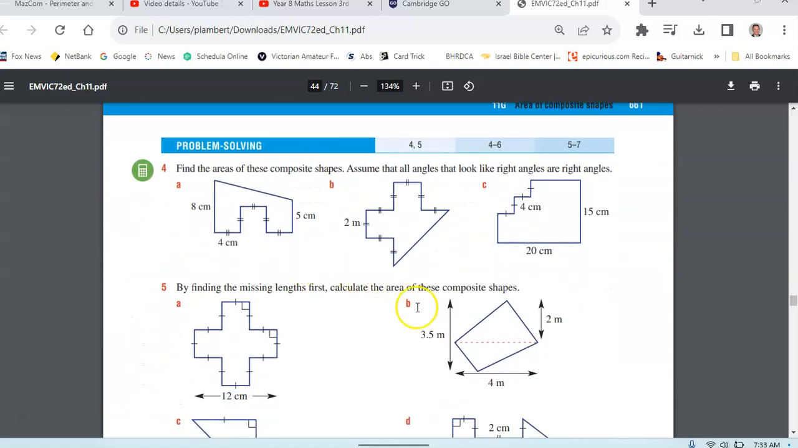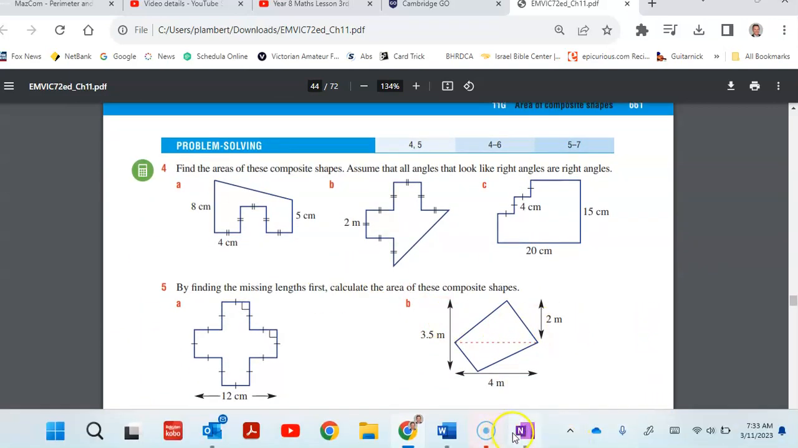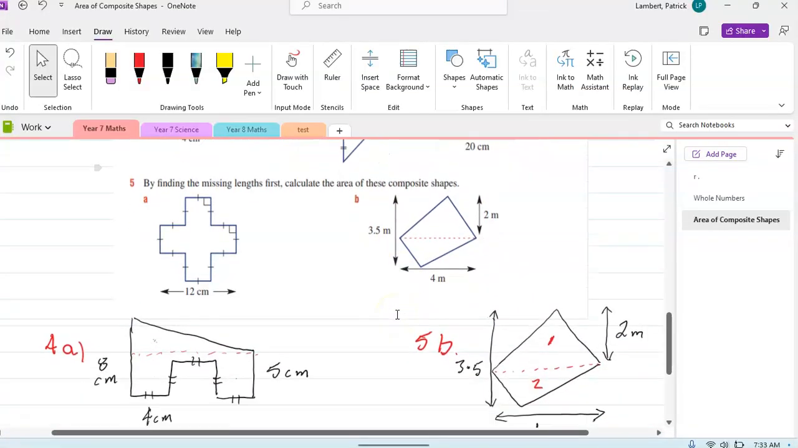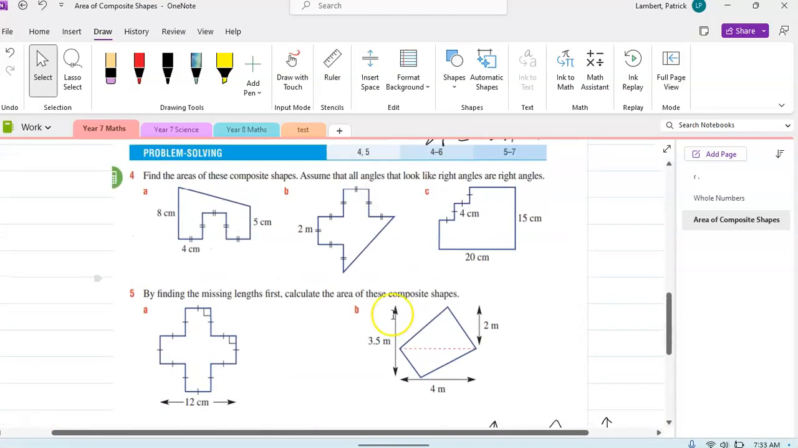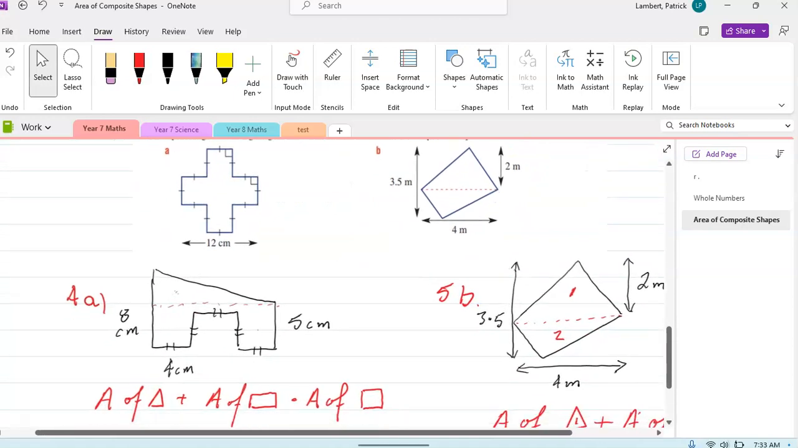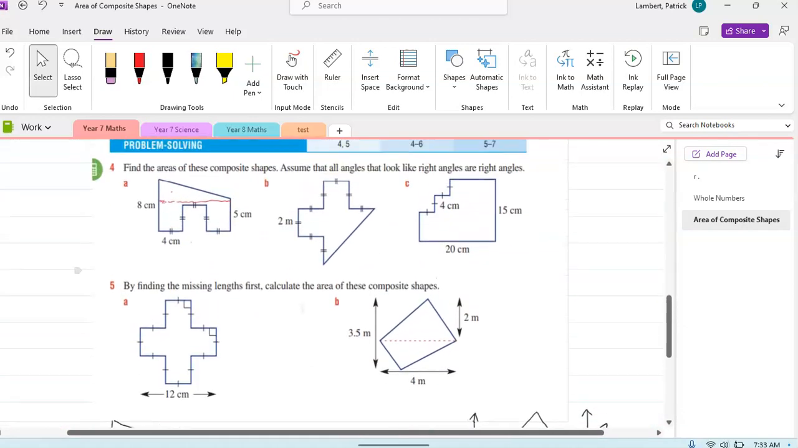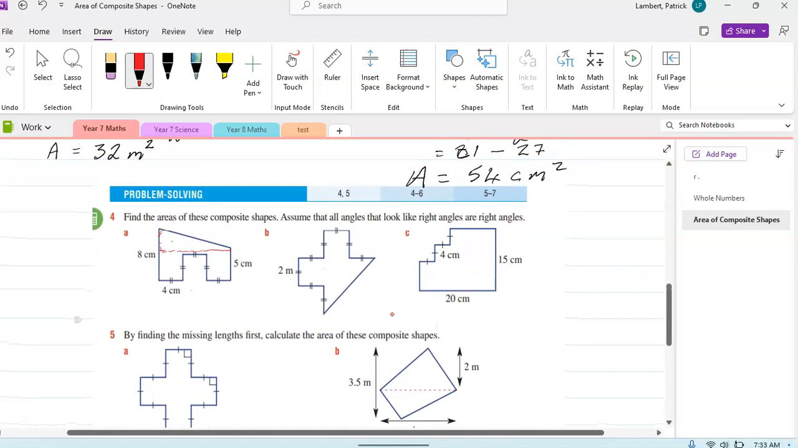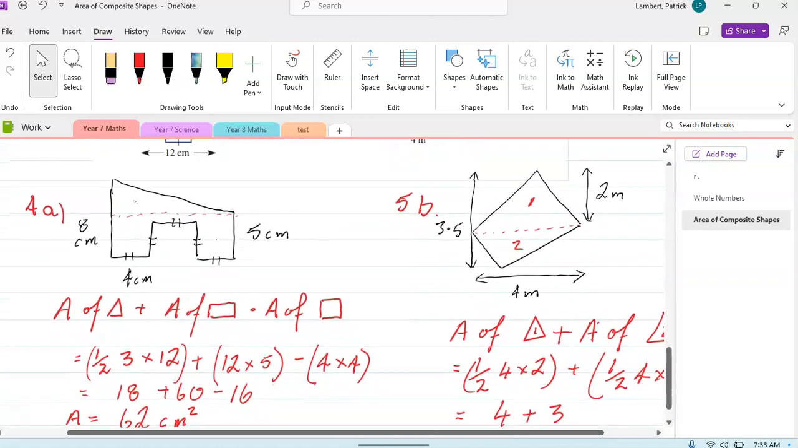So let's go to question 4. Have a quick look at that. What you're going to do here in 4a, you'll notice that you've got a triangle here, goes across to here, and you've got a rectangle here, which is going to be 3 times 12. You've got a triangle here, which has got a base of 12 and a vertical height of 3, which is here. Again, use your mathematics to construct it.